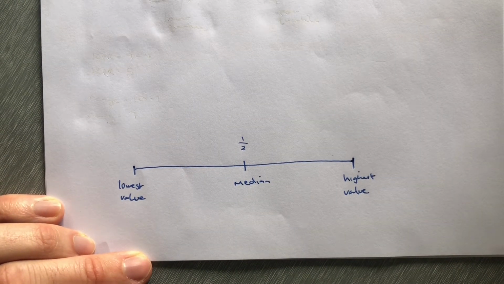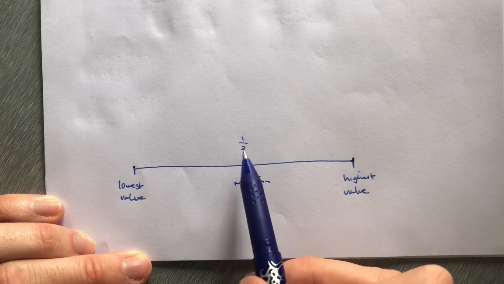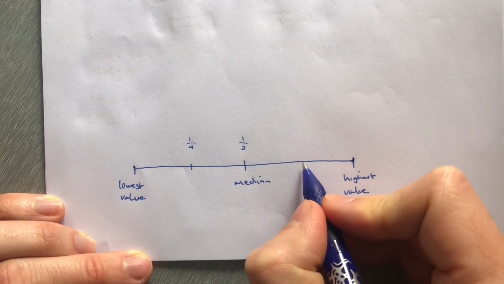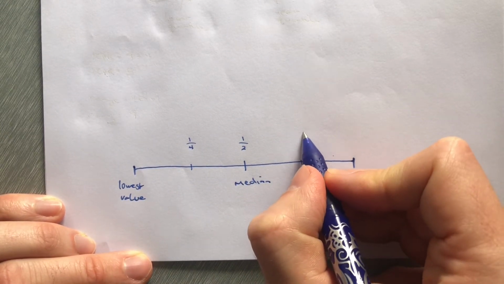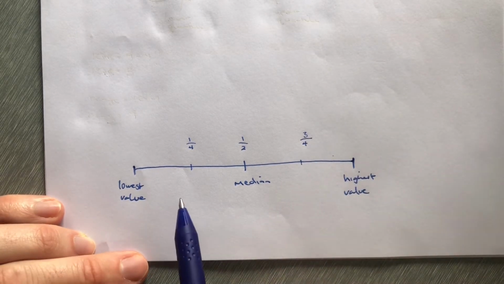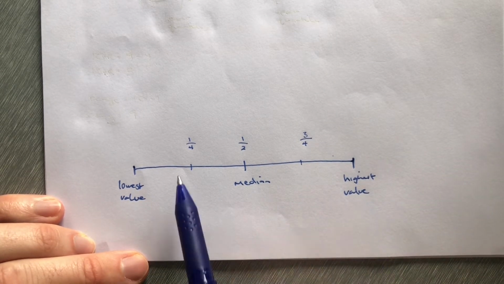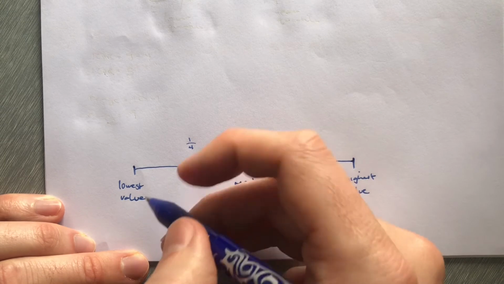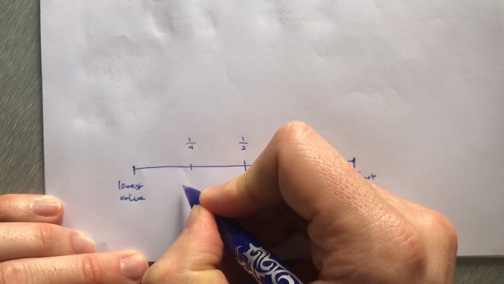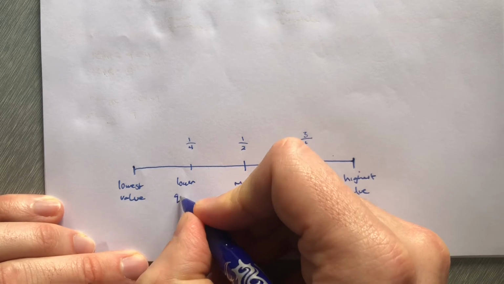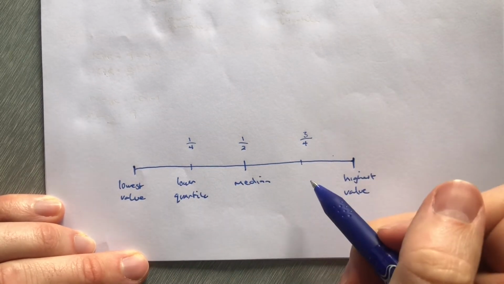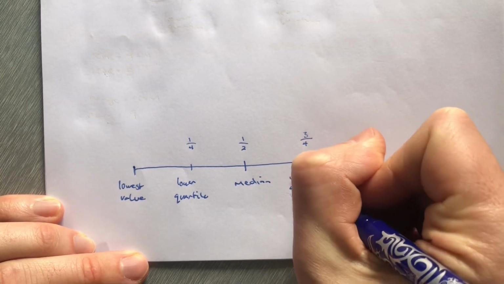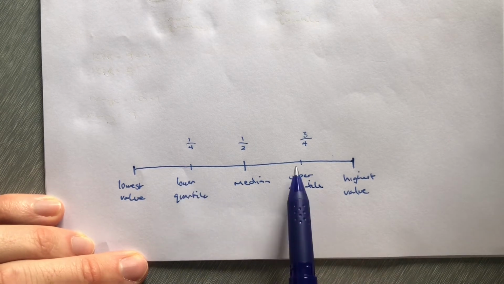But we're going to find out a couple more things now. Instead of just halfway, we're going to find out a quarter of the way. And we're also going to find out 3/4 of the way. Now, just like these three have special names, these two have special names as well. So this is 1/4 up, so that means it's the lower quartile. And this one over here is the upper quartile. So we're going to be finding each of these two things.